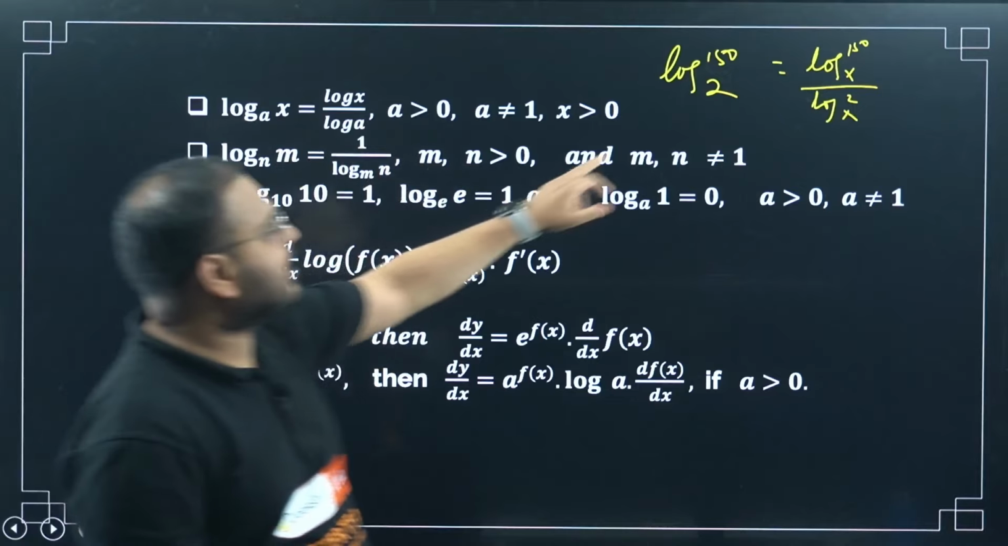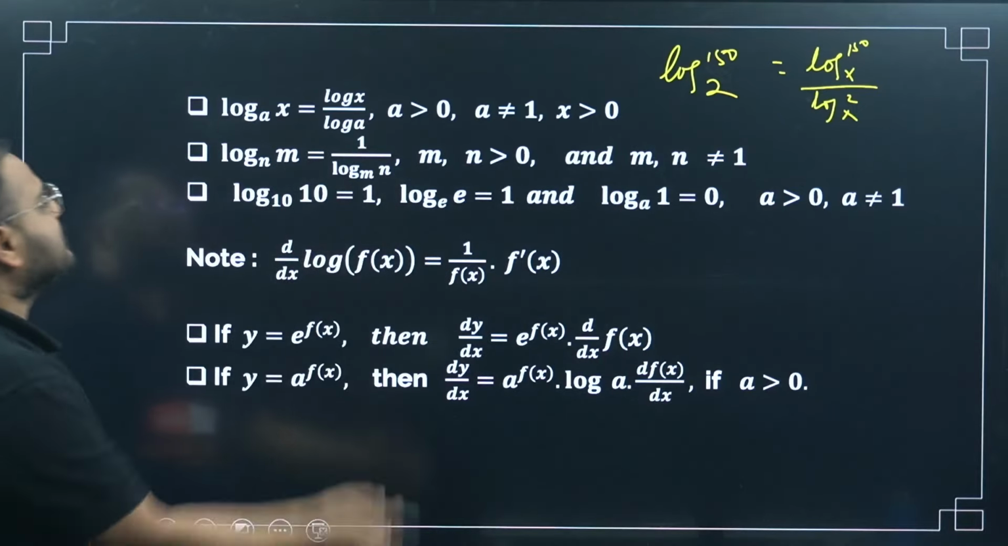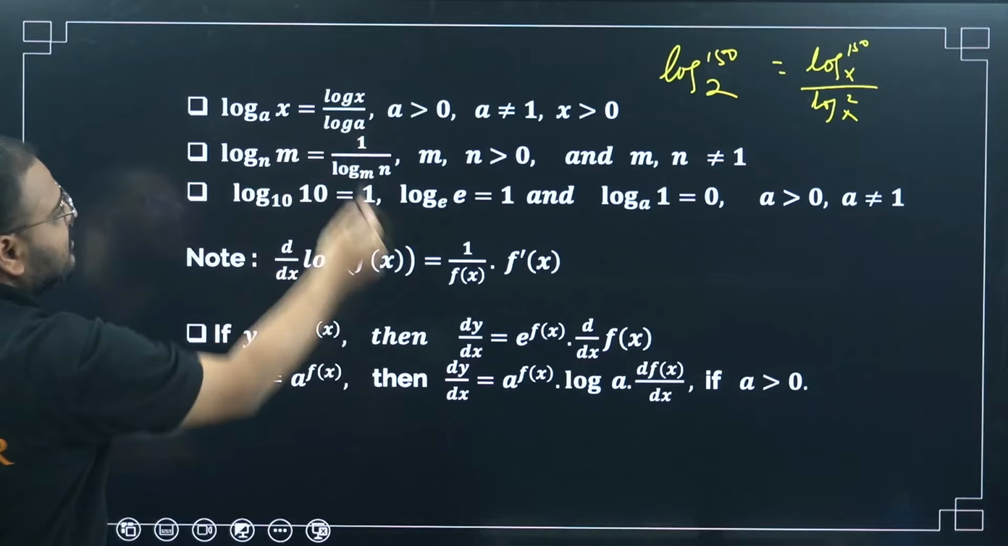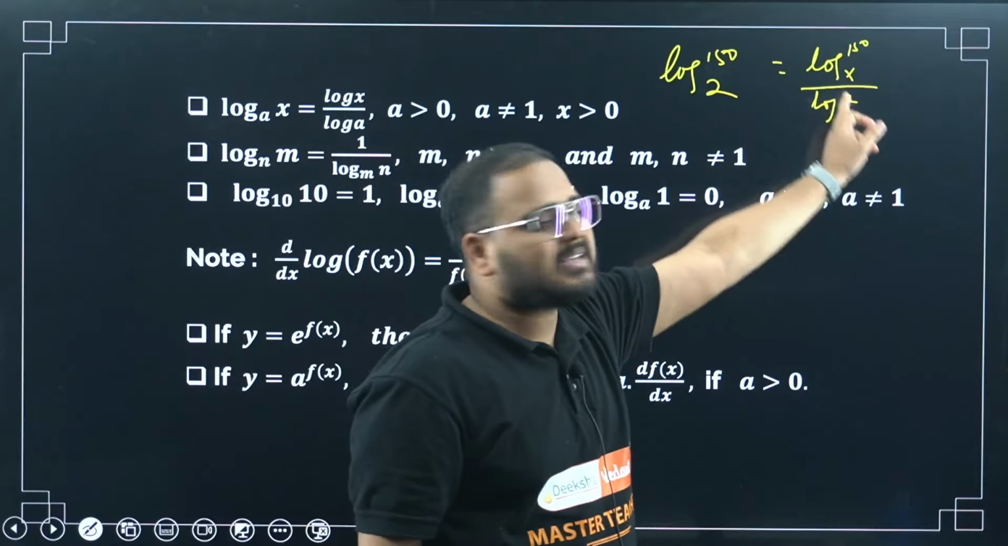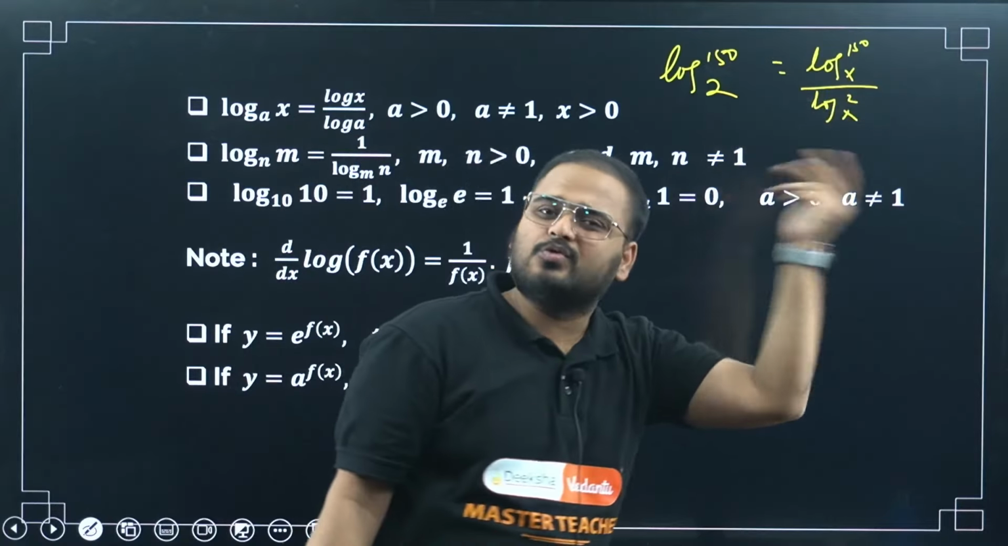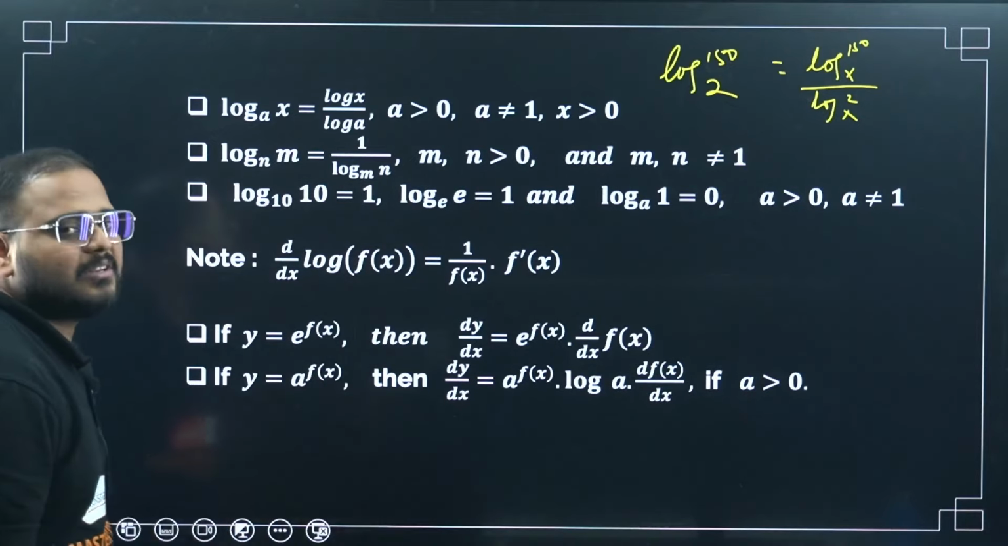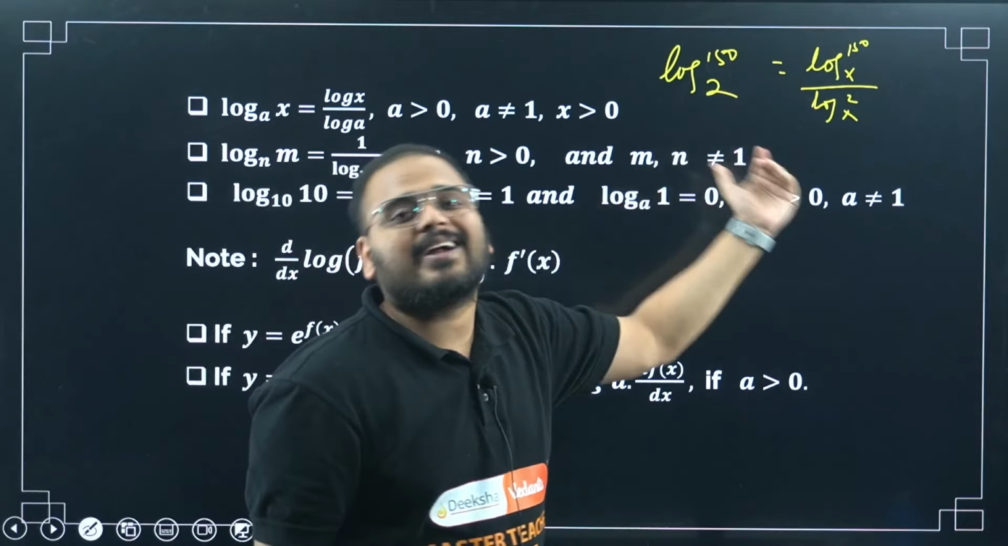Same base, I can write this log in the ratio. I have not written the base here, but you can see the base from here. So same base x and x. I can take x as anything, 2, 3, 5, 4, any value. Must make sure that the base is same for both numerator and denominator.